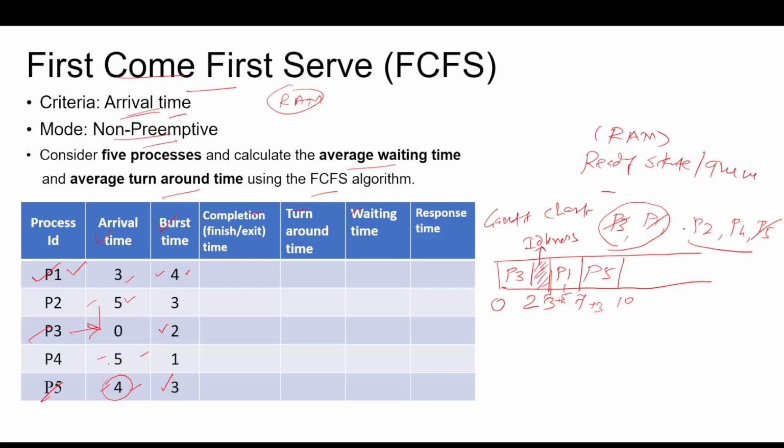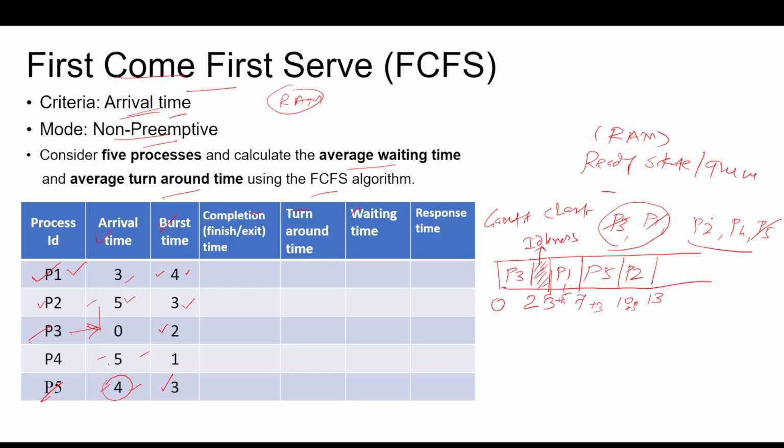Next, only two processes are there, P2 as well as P4, and their arrival timings are the same. In this case, what do we need to do? If arrival timings are the same, we have to consider the process IDs. Sequentially, P2 arrived first, so P2 will be executed when the arrival timings are the same. For how much time will P2 execute? For 3 units. That means 10 plus 3, that is 13.